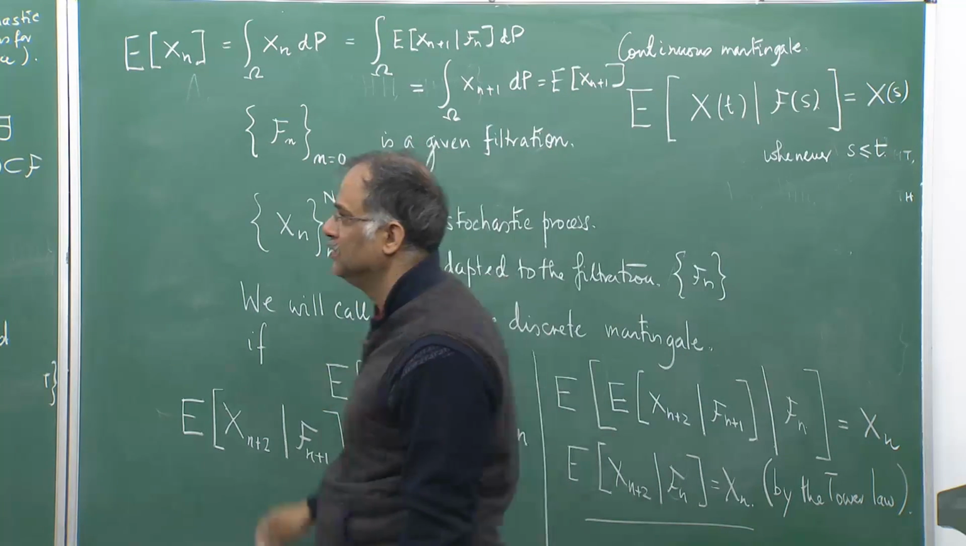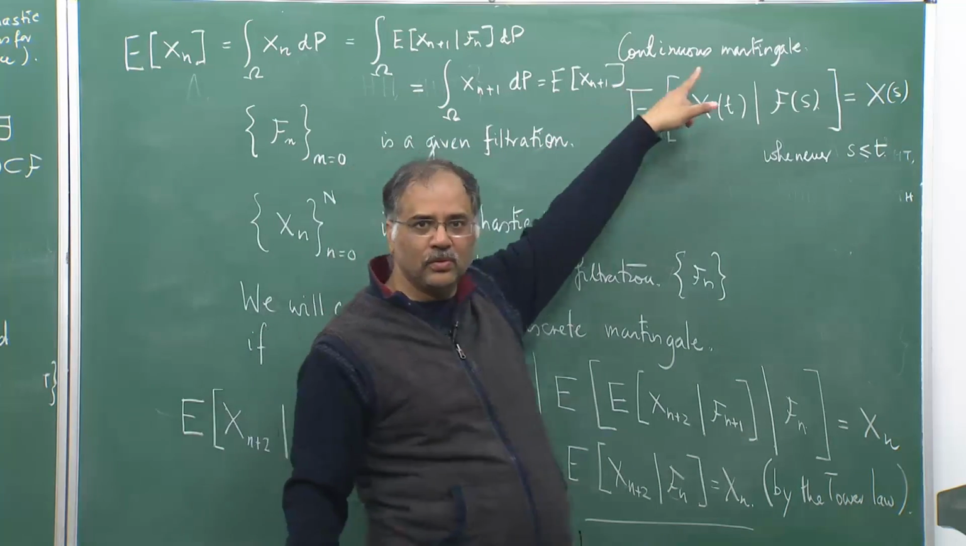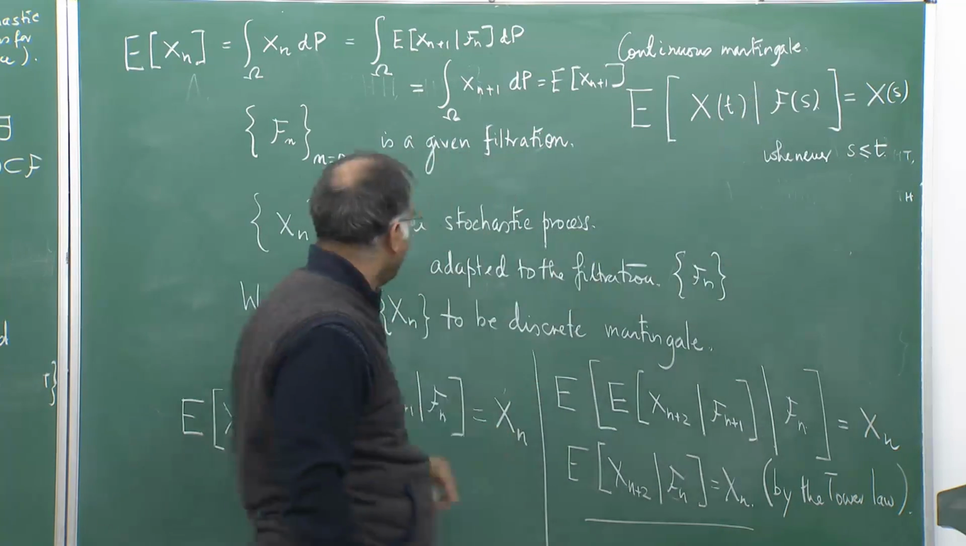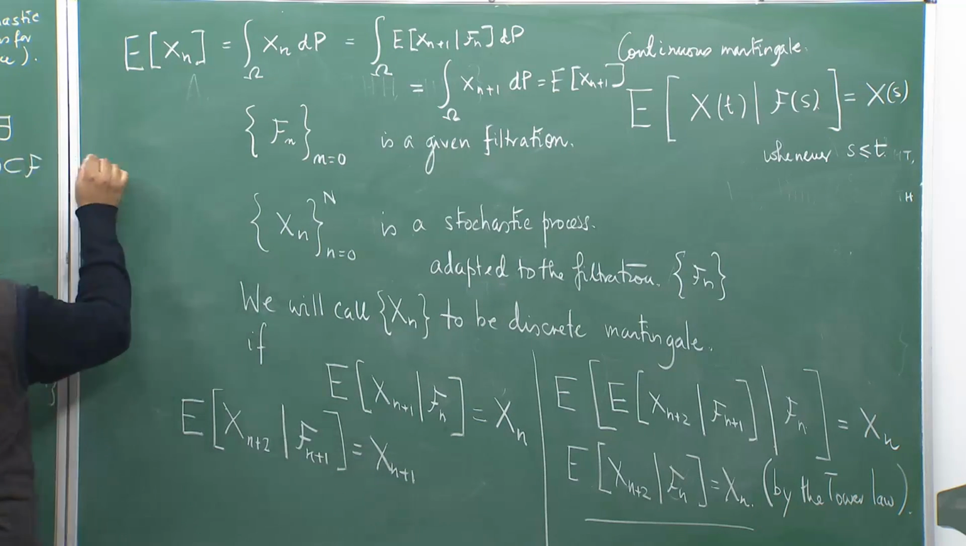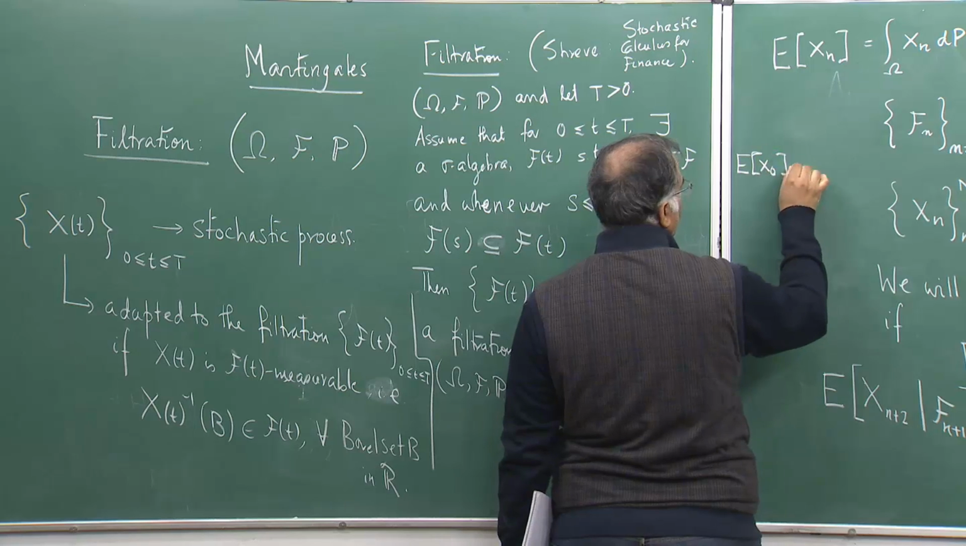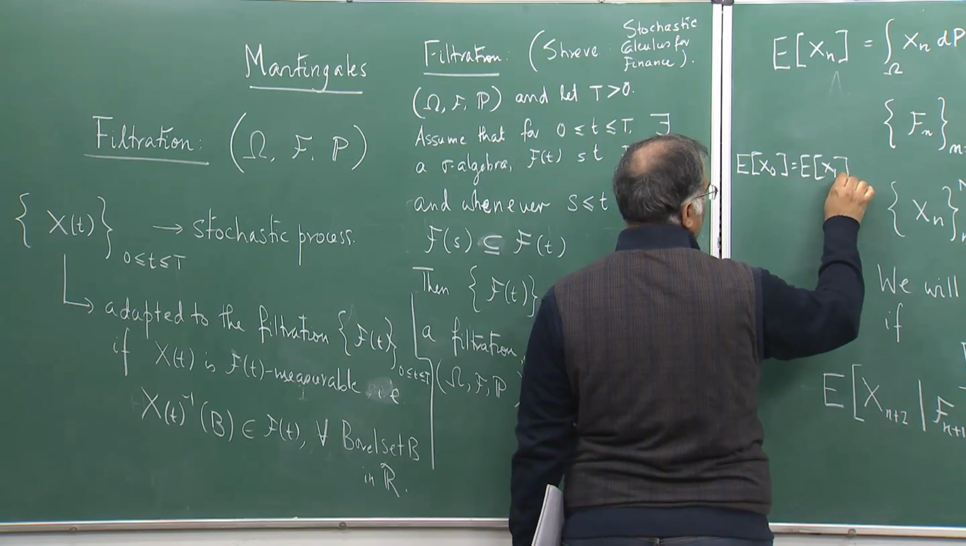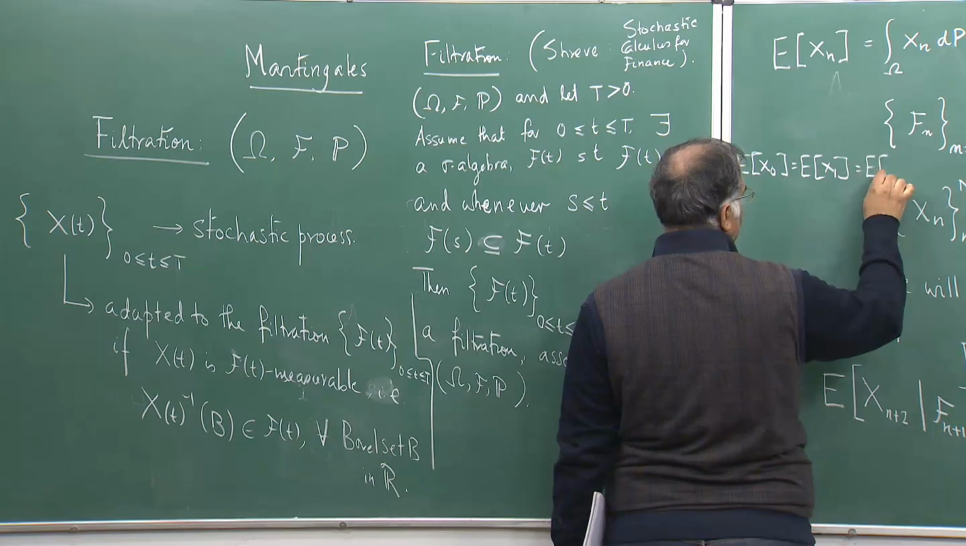So, it does not matter. So, what you finally get is E of x0, putting n equal to 0, that is equal to E of x1, that is equal to E of x2.